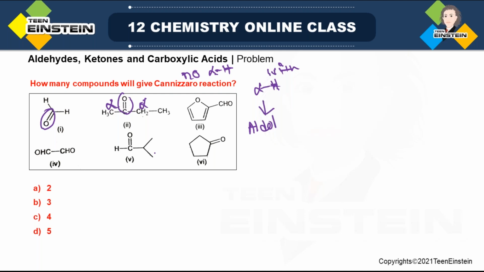Next molecule, furan ring, CHO group is attached. Now here with respect to this C double bond O, at the alpha position, which is this one, there is no hydrogen. So this will also give Cannizzaro.